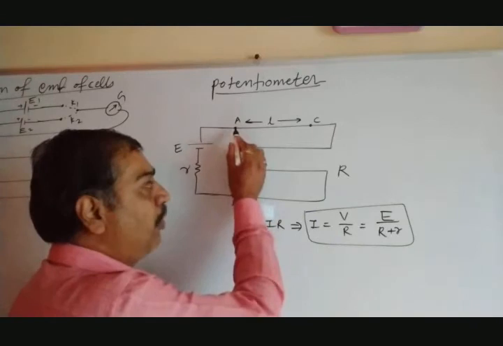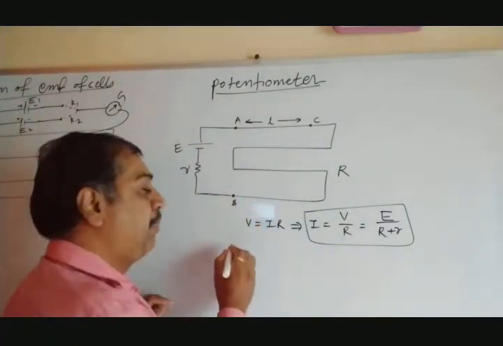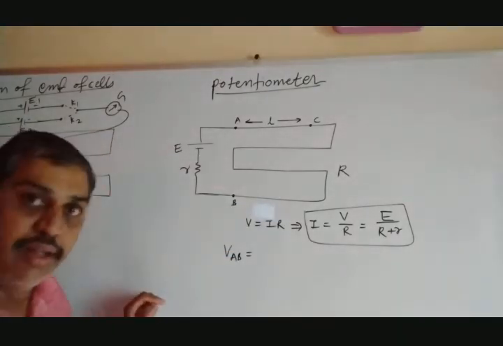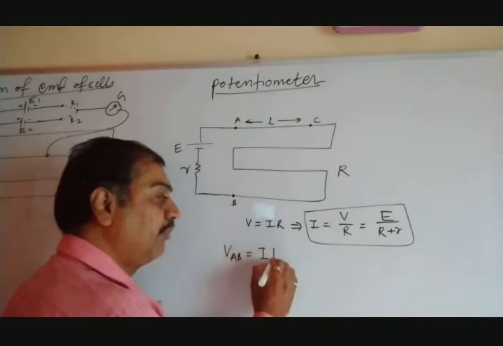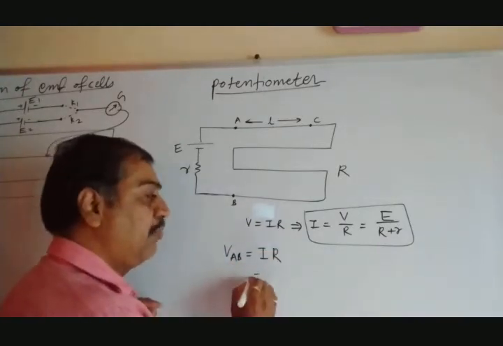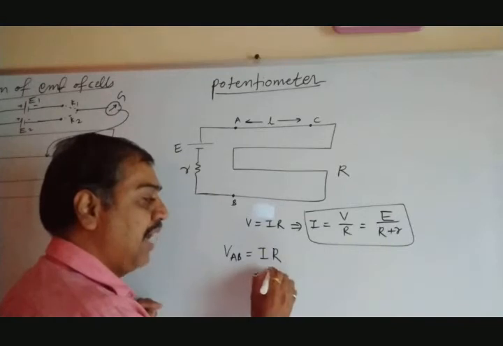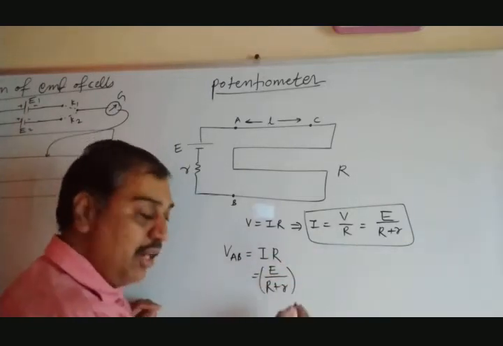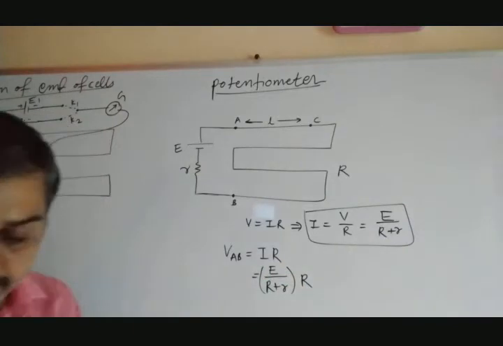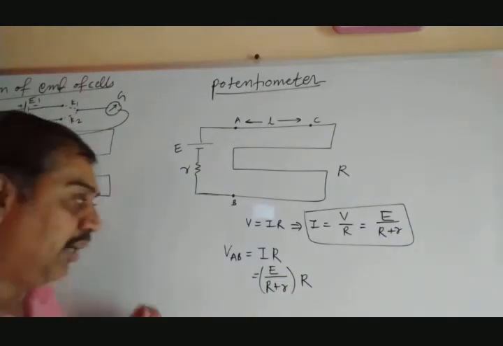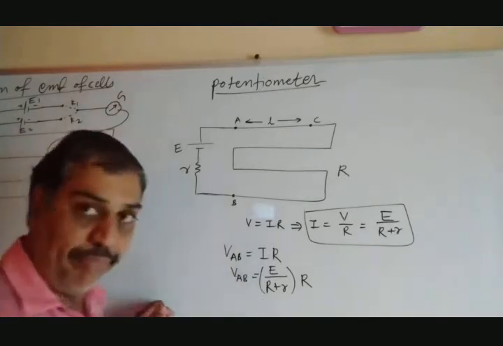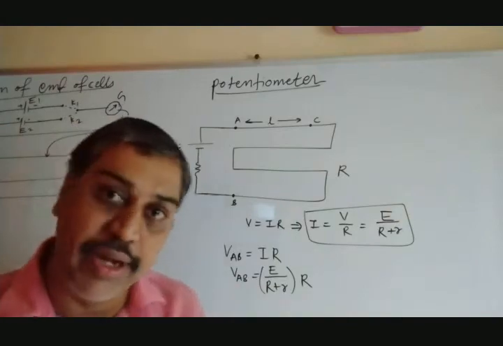Suppose I want to find the voltage across the points A and B. That can be represented as V suffix AB. Voltage across the points A and B equals current into resistance. Putting the value of I, you can write this as E divided by R plus r, into R. So we get the equation V_AB equals ER divided by R plus r. That gives the voltage across the points A and B. Is that clear?